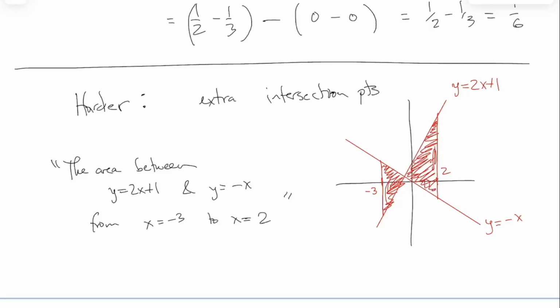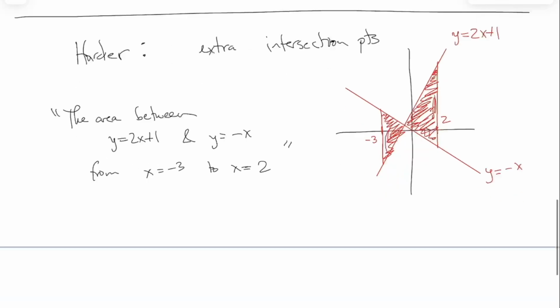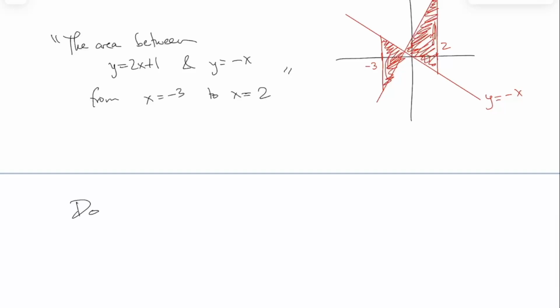It's sort of the piece on the left, which uses this line as the bigger and this line as the smaller. And then there's also this piece, which is the other way around. This is the bigger and this is the smaller. And you have to just do it as two things separately.